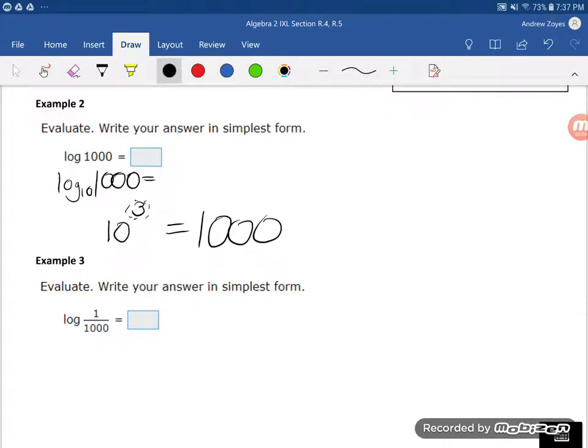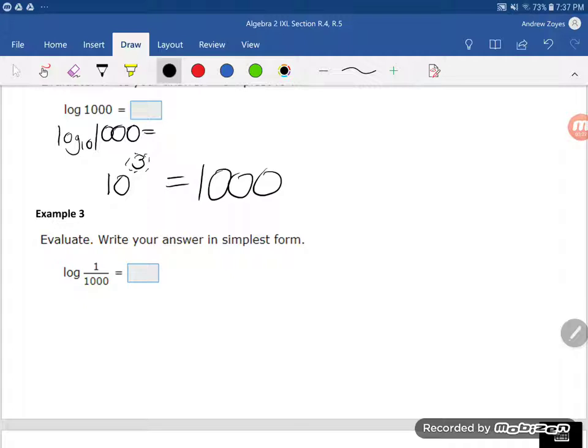Alright, the next one, evaluate the log. Again, we have just a plain log of 1 over 1000. So the question again is, what exponent do we need for the base to get to what the logarithm is being taken of? Notice again, it doesn't say what the base is, so we have to assume it to be 10. This is our common logarithm. So 10 to what power will get us to 1 over 1000? And remember in the previous problem, we brought 10 to 1000 with a power of 3.